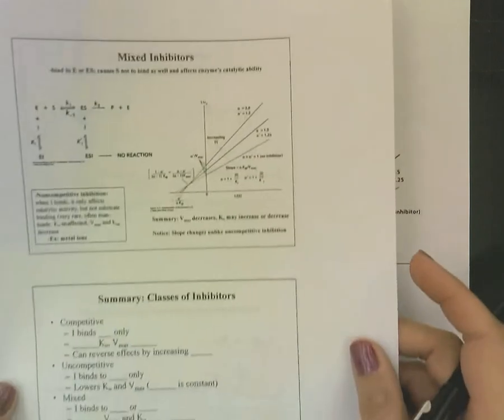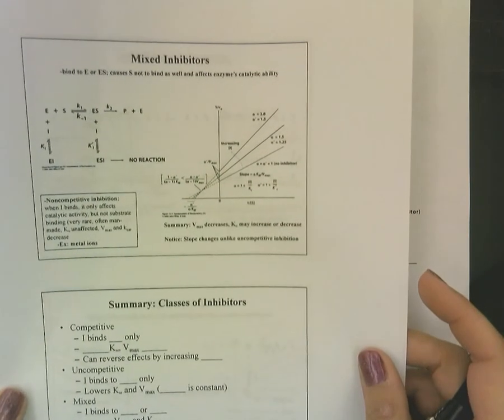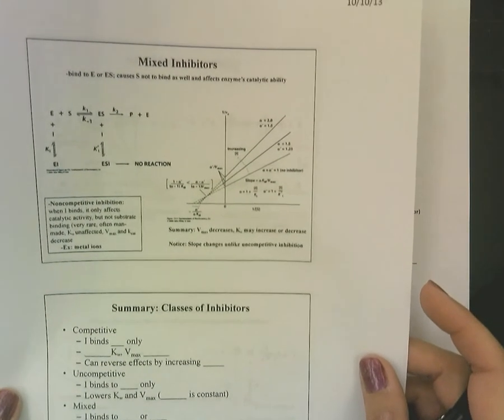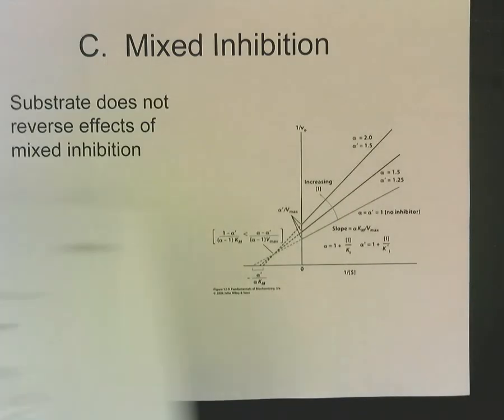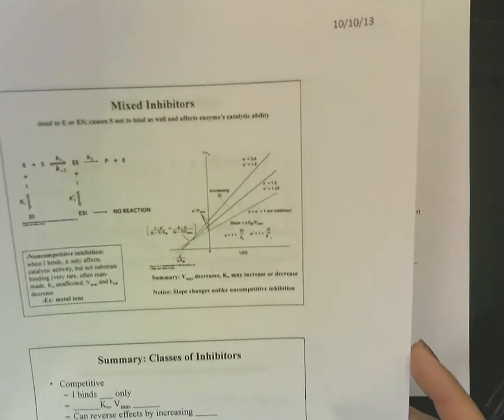And the picture is right here on your worksheet, so you can do either one, mixed inhibitor. The graph is on the worksheet. That way you don't have to sketch it out yourself.